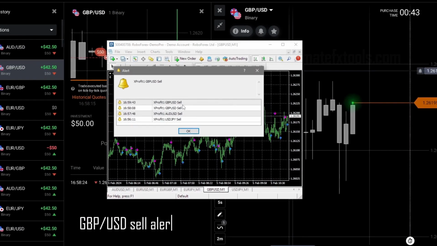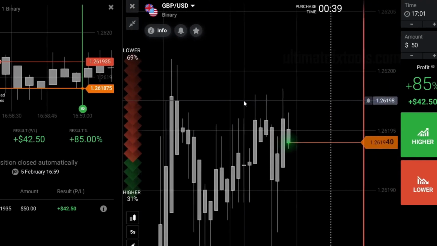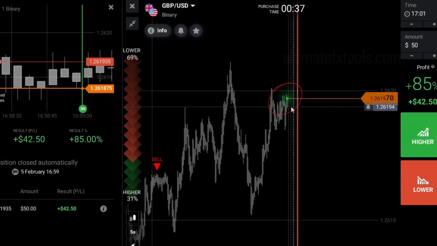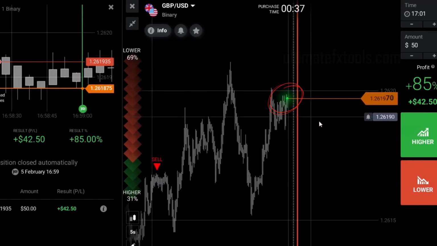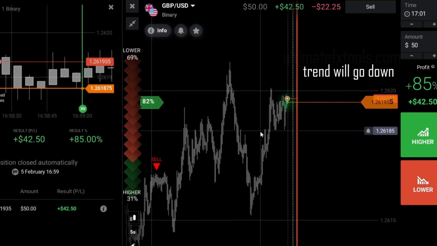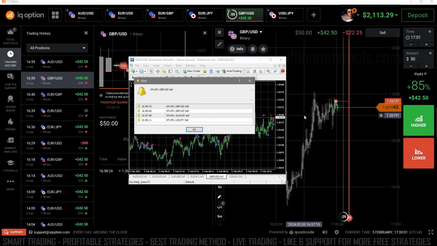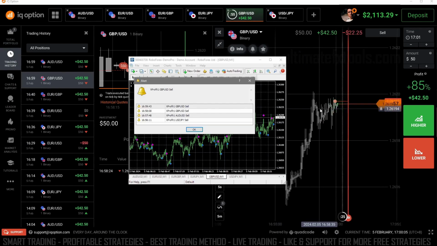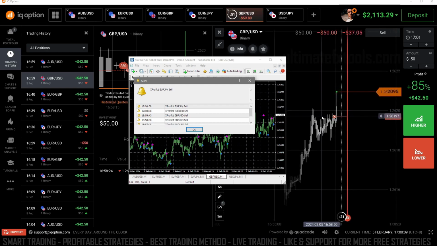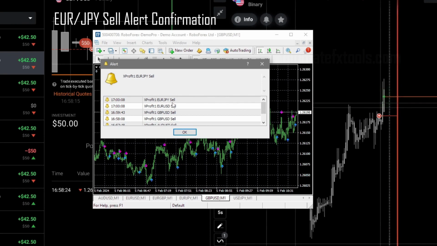We got GBP/USD a sell alert. Since it is still on its upper resistance level, we will trade going lower and hope that the trend will go down. We also got Euro JPY a sell alert.